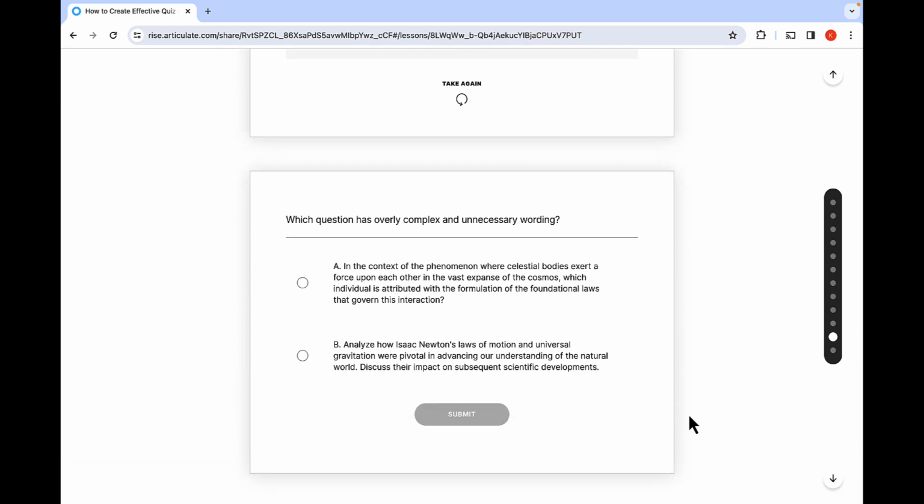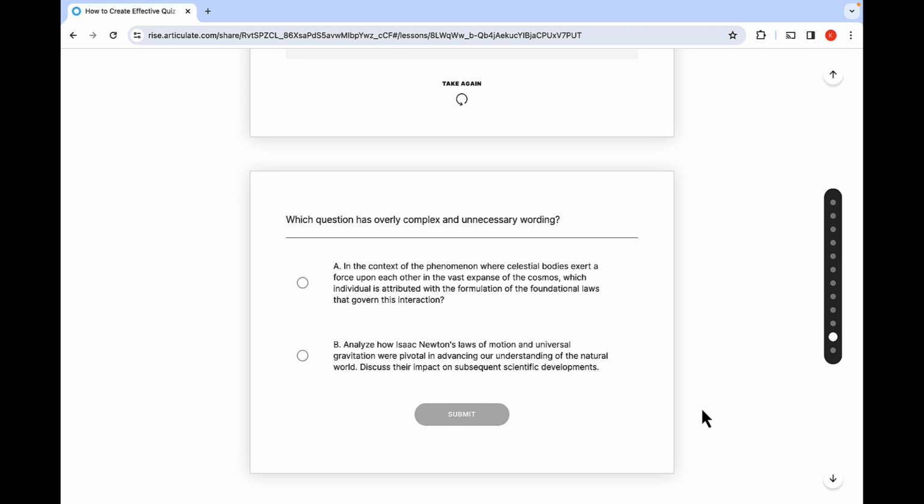Question 3. Which question is overly complex and unnecessary wording? A. In the context of the phenomenon where celestial bodies exert a force upon each other and in vast expanse of the cosmos, which individual is attributed to the formulation of the foundational laws that govern this interaction?